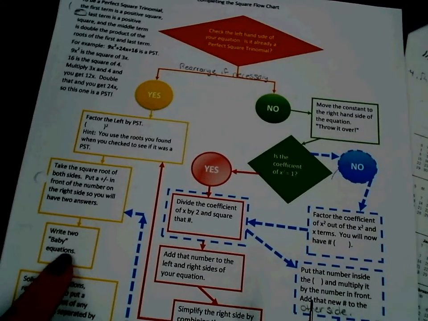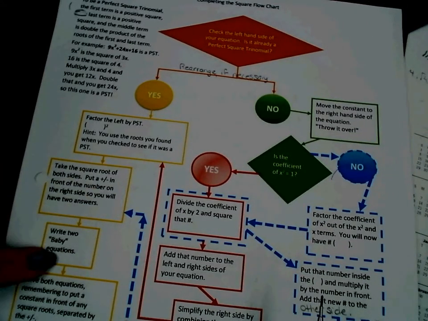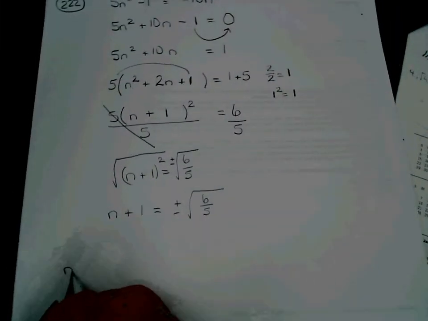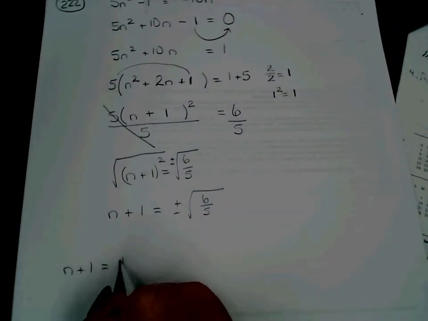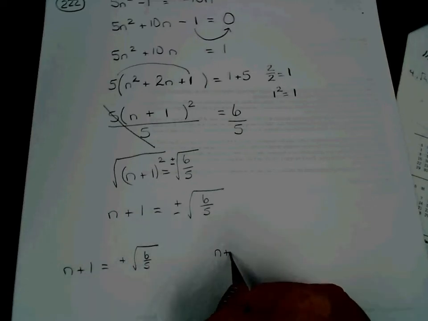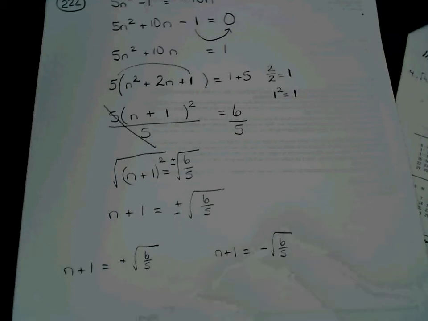Write two baby equations, because once I came up here, I follow the yellow arrow down. Write two baby equations. n plus 1 equals positive square root of 6/5. n plus 1 equals negative square root of 6/5.